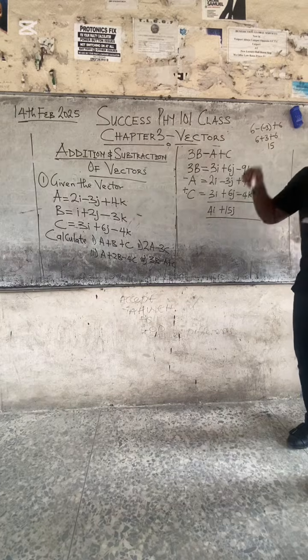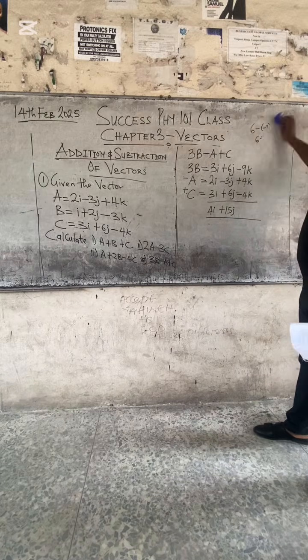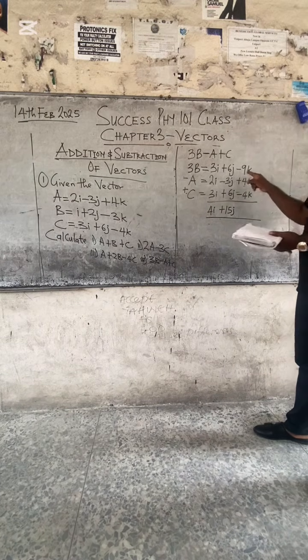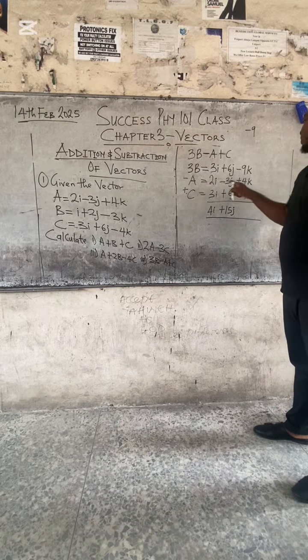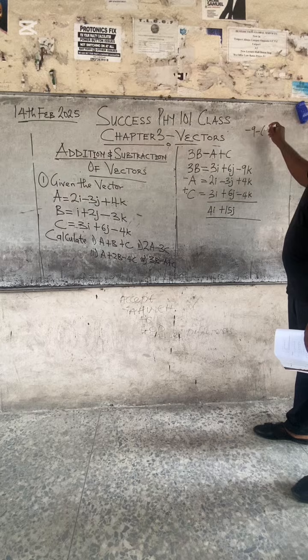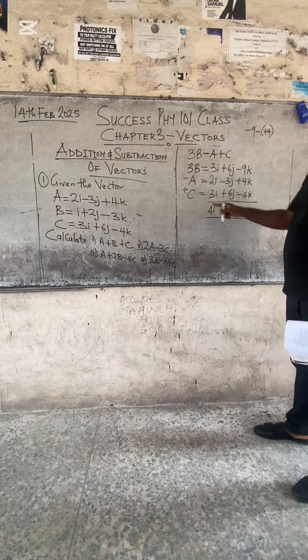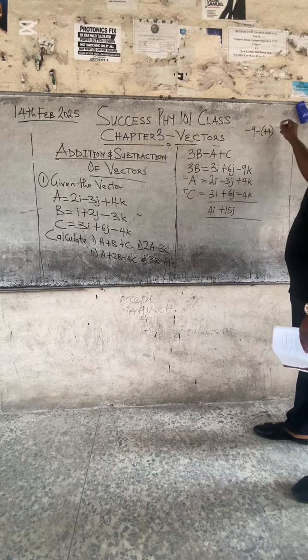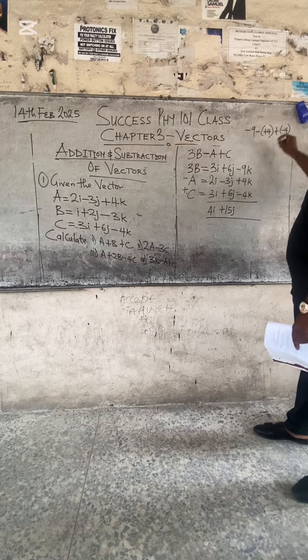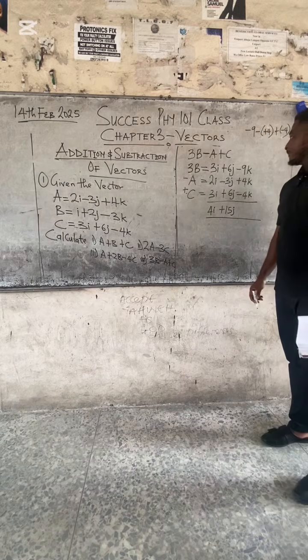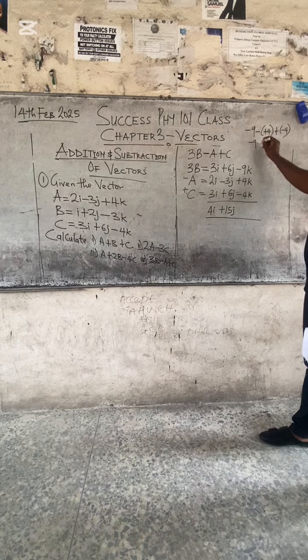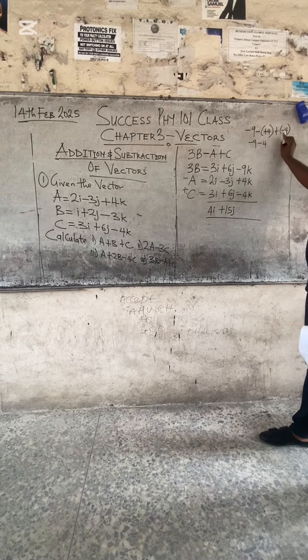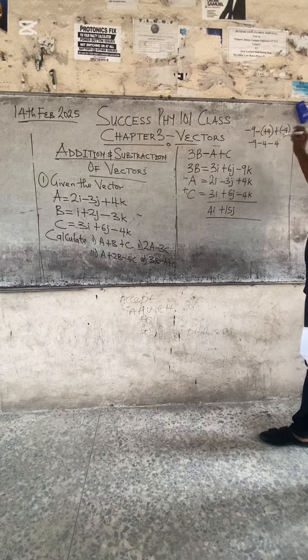Let's go to the k part. The k part is minus 9 minus plus 4 plus minus 4. Minus times plus is minus, so that's minus 9. Minus times plus is minus 4. Plus times minus is minus 4.